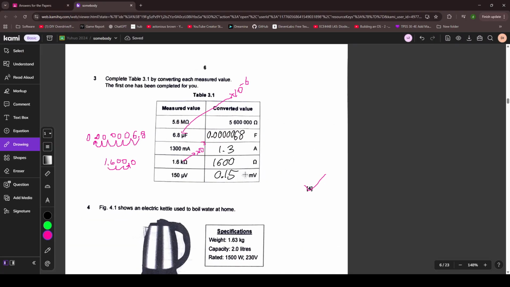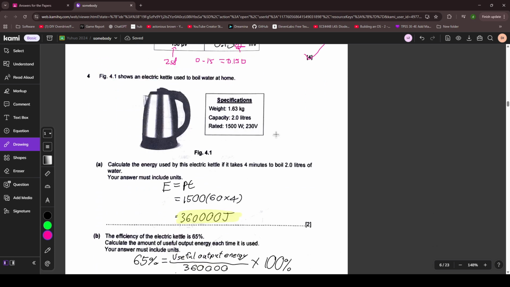Yeah, 4 marks. Okay. In the answer key, it says 0.150. And technically here you're not wrong, because 0.15 is equal to 0.150. But this is something to do with SF. So basically here, this is actually 2 SF. So technically there shouldn't be a 0, but the answer key says there's a 0. So I don't know about that.